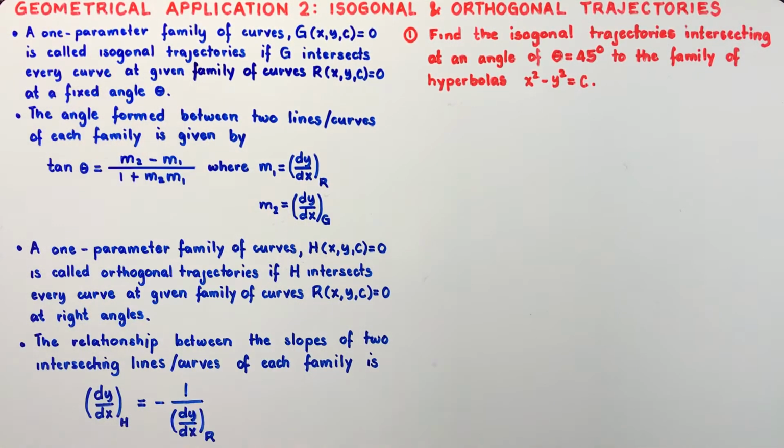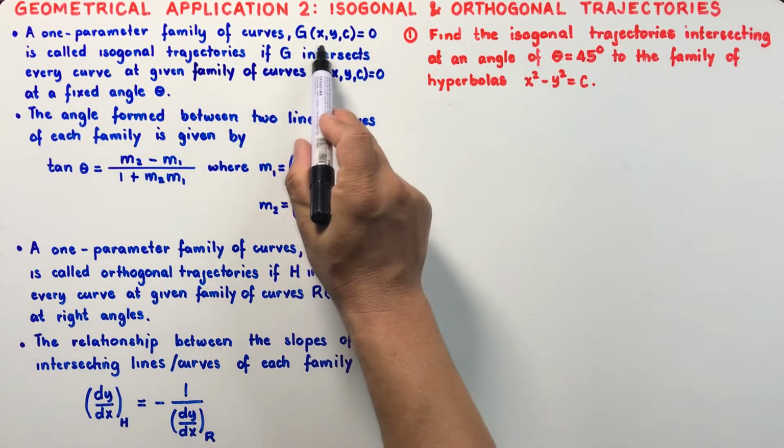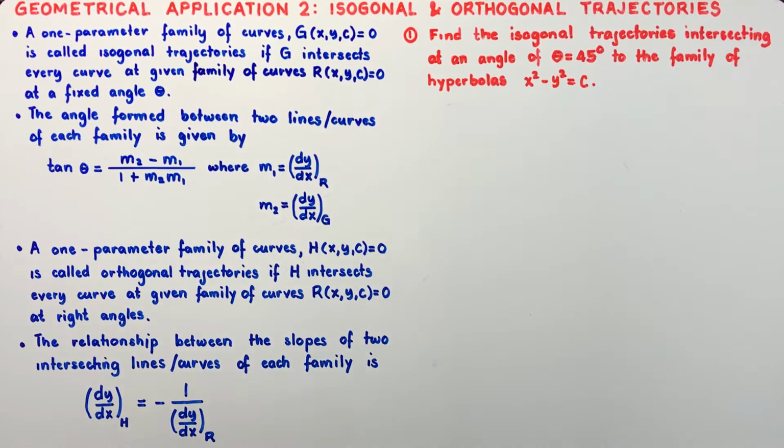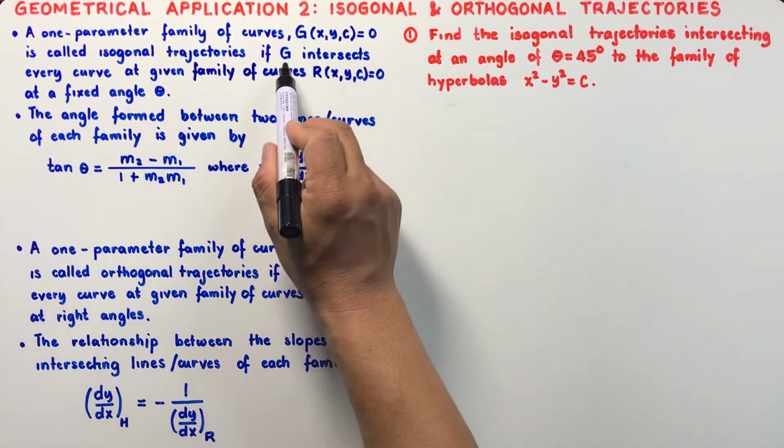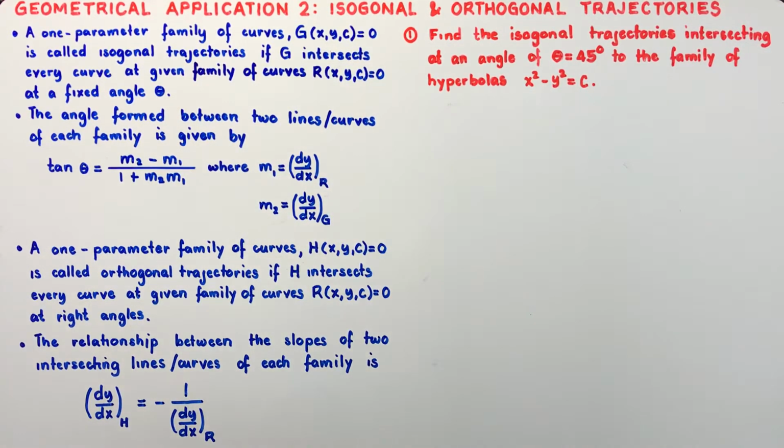A one-parameter family of curves g(x, y, z) = 0 is called an isogonal trajectory if this family of curves g intersects every curve of a given family of curves r(x, y, z) = 0 at a fixed angle theta. So first and foremost, there must be a family of curves, and then another family of curves that intersects every curve of the given family at a fixed angle theta.